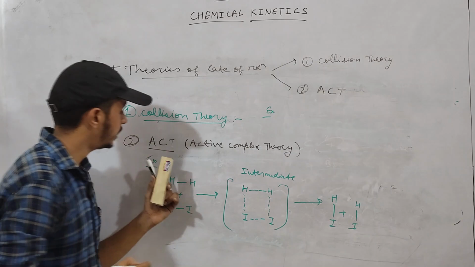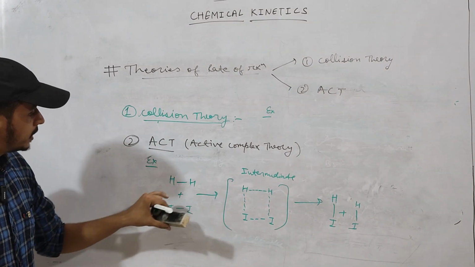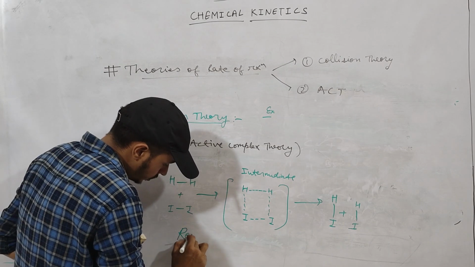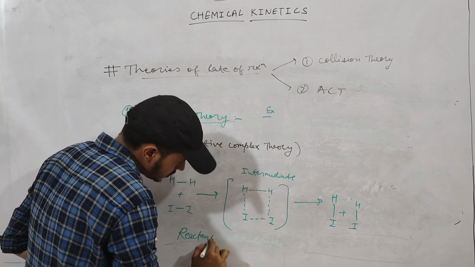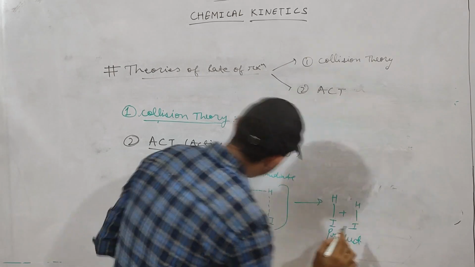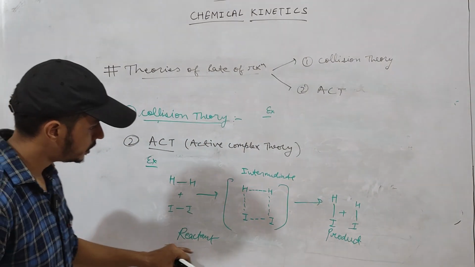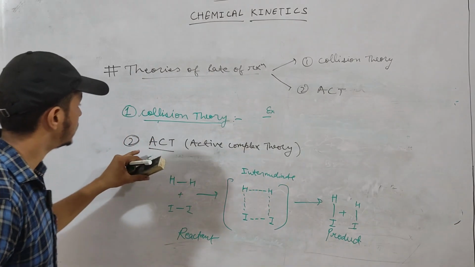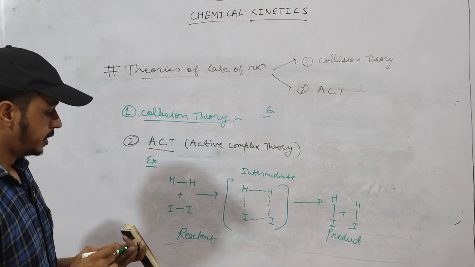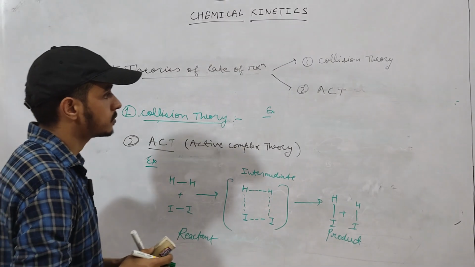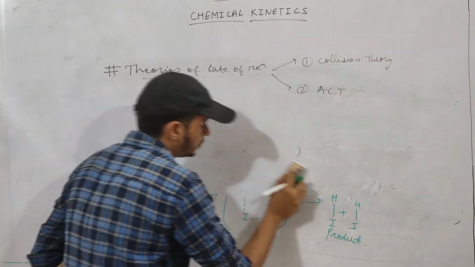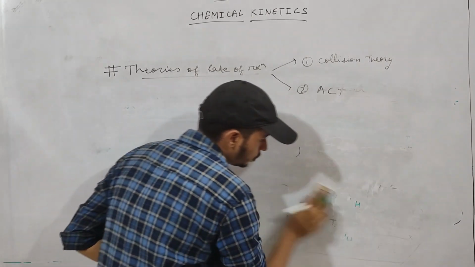So this theory, activated complex theory, only explains that this is the reactant molecule, this is the intermediate and this is the product. So this intermediate has more energy than the reactant and product. This is explained by the activated complex theory. So now move further to the difference between order and molecularity. It can be separated. What is molecularity and what is order?